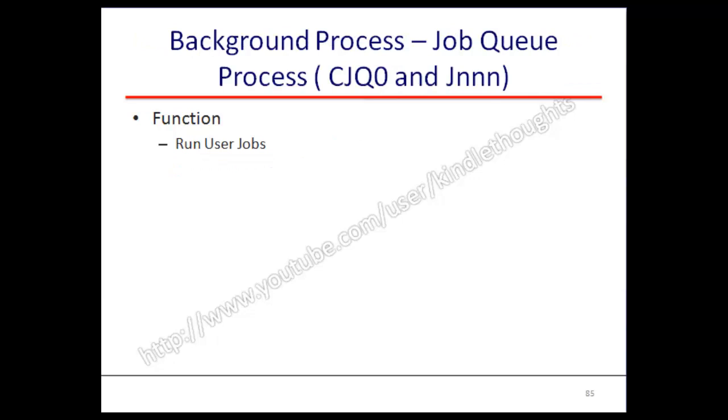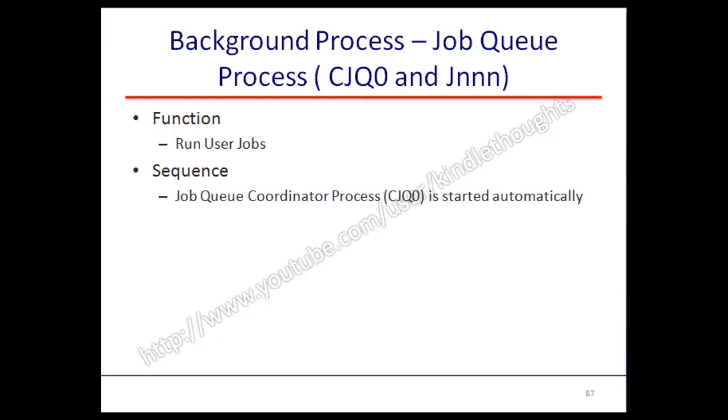Next, you have the job queue process. These are typically spawned to run user jobs. So typically when you have a job which is scheduled using the Oracle scheduler, Oracle uses the job queue process to run these jobs. So you have a sequence that's typically followed for running user jobs.